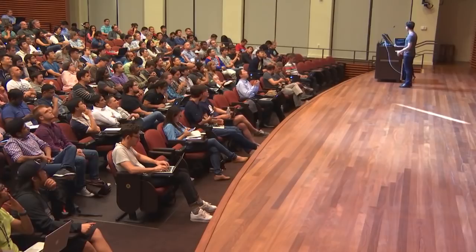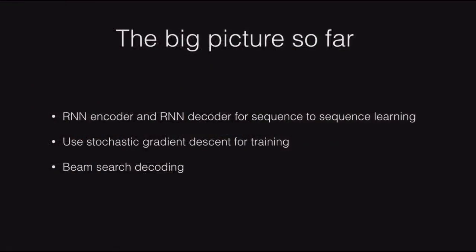Okay, so what's the big picture so far? The big picture is that we have an RNN encoder on the input, and then we have an RNN decoder that is trying to predict one token at a time in the output. Now, everything else follows the same way, so you can use stochastic gradient descent to train the algorithm.